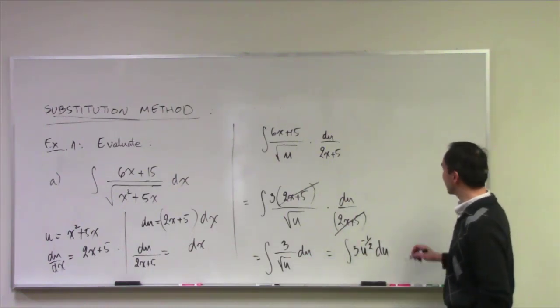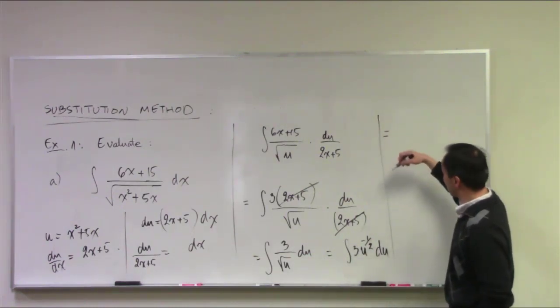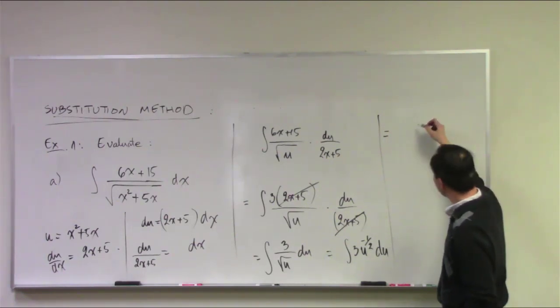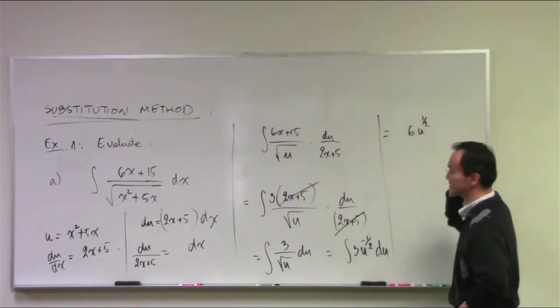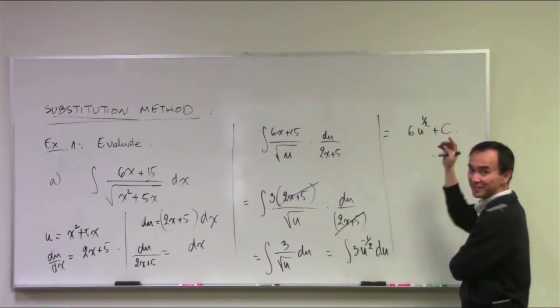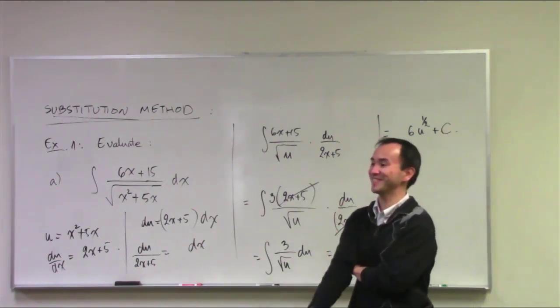Now, as a new column right here, a separate column, that's making it a 1/2, so it's going to be 6 times u to the positive 1/2, right? Are we good? Plus c. Don't forget the plus c, because here we are doing an antiderivative.